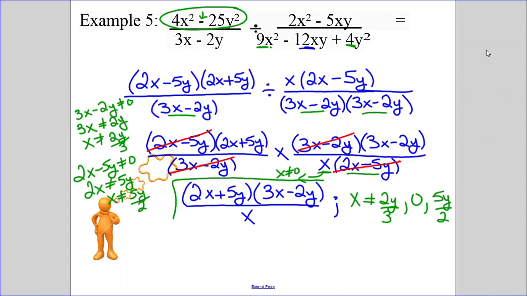So I have my simplified version, and I have all my non-permissible values.